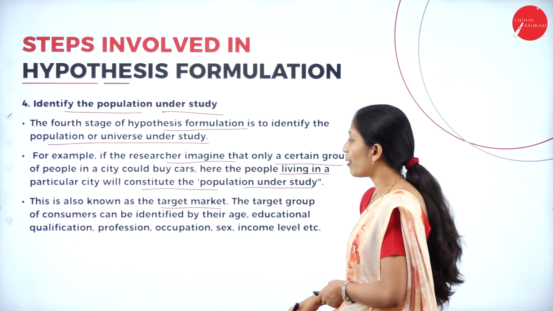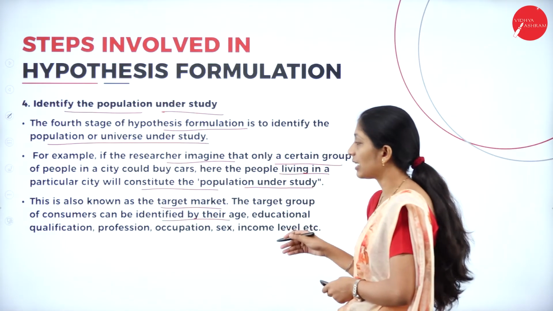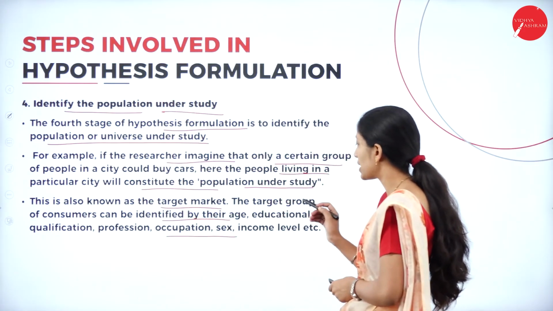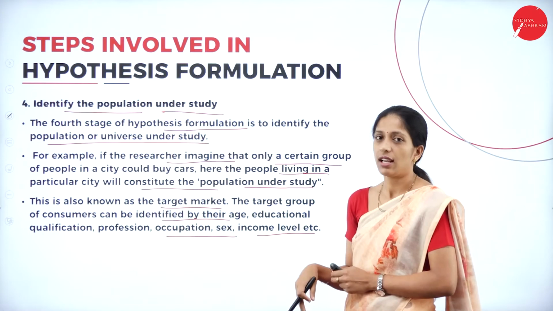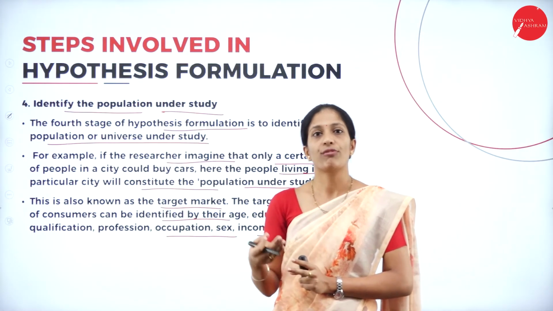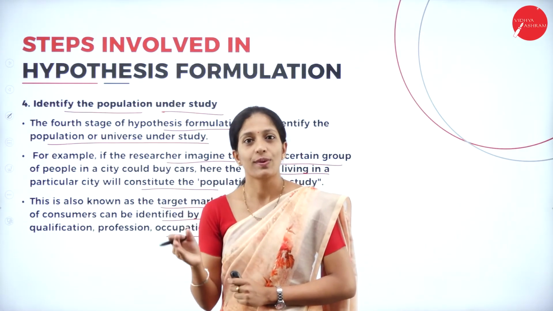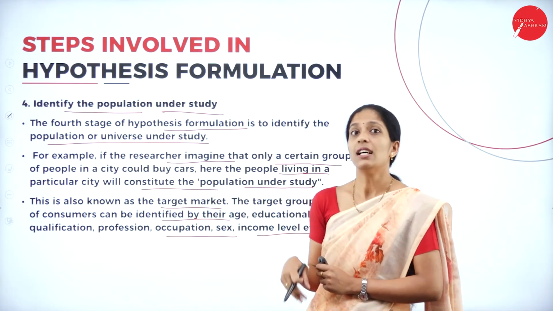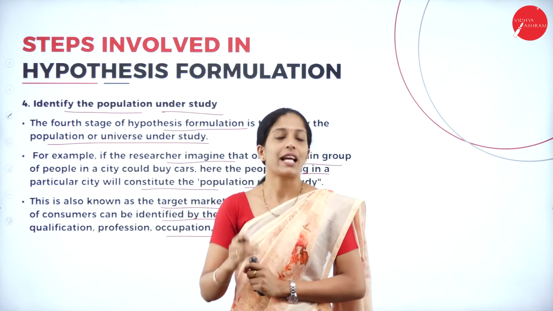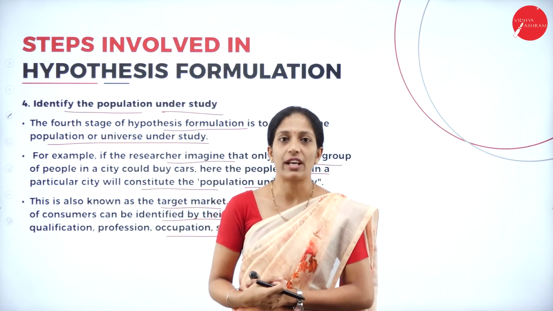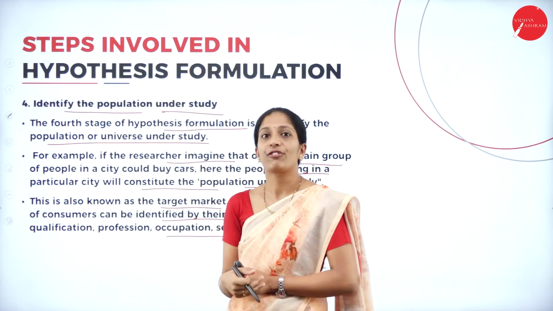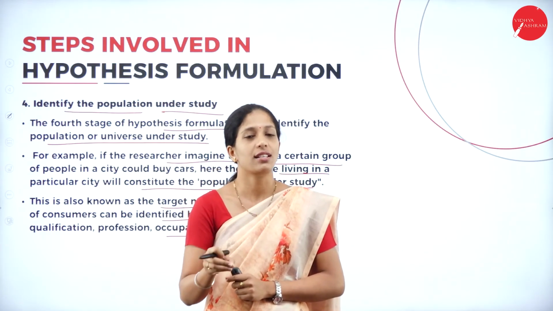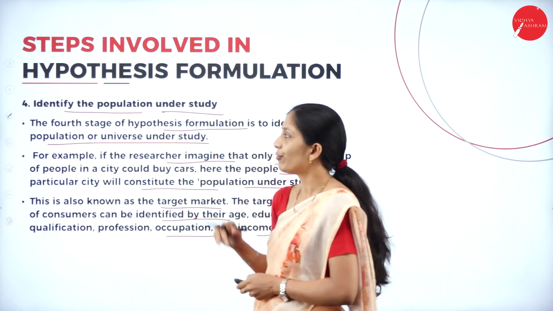So the target group of consumers can be identified by their age, education, qualification, profession, occupation, sex, income level, etc. So there are a number of other factors which influence deciding the population. We have already discussed this in a previous unit. So what you have to remember here is that while formulating a hypothesis, the researcher has to identify who the target respondents are, who the population is that comes under the study of research. That is your fourth step.